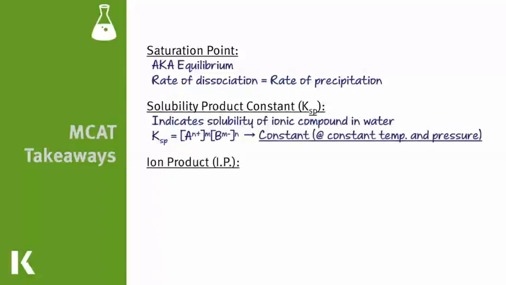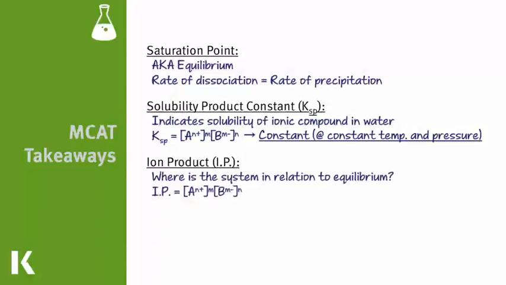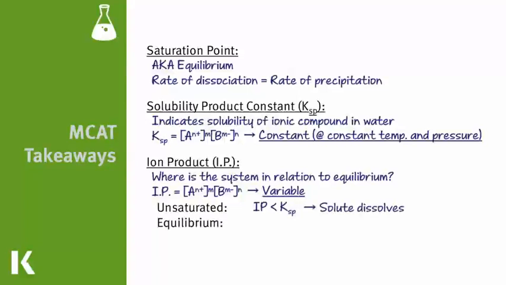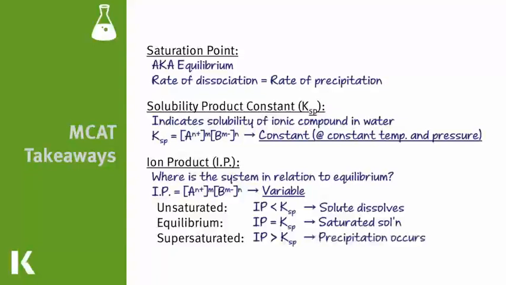The ion product is a snapshot that lets us relate the current condition of the solution to that solution in equilibrium. Ion product is calculated just like KSP, but it is variable, and it uses the concentrations of the ions at an instant in time, not the equilibrium concentrations of ions like you'd use in a KSP calculation. In an unsaturated solution, ion product is less than KSP, and more solute could dissolve. The solution is in equilibrium when the ion product and KSP are equal, which is also referred to as a saturated solution. A supersaturated solution is the ion product greater than KSP, and these conditions favor precipitation.